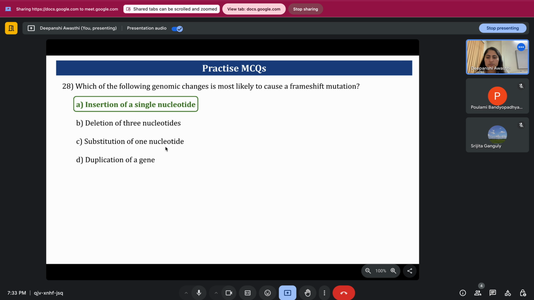Substitution of one nucleotide. Even if you substitute one nucleotide, it will not change the frame. It might change the amino acid sequence, but it will not change the reading frame. Duplication of a gene has nothing to do with the frame shift. Even if that gene is duplicated, its reading frame is conserved. So this is also not true. Insertion of a single nucleotide is the right option.